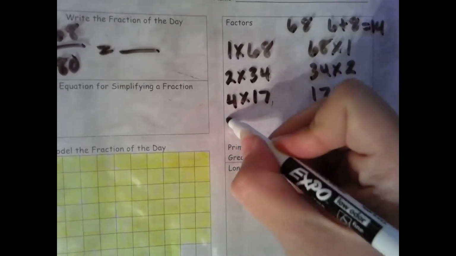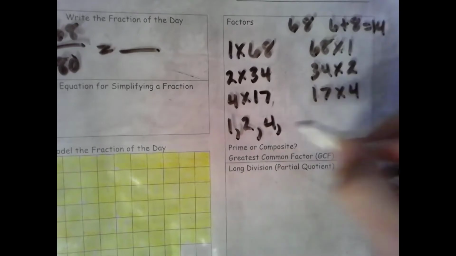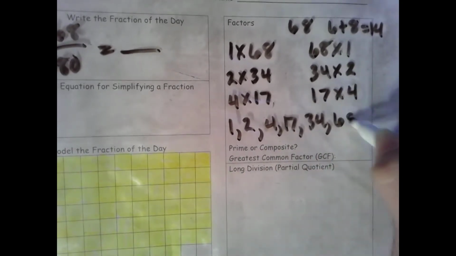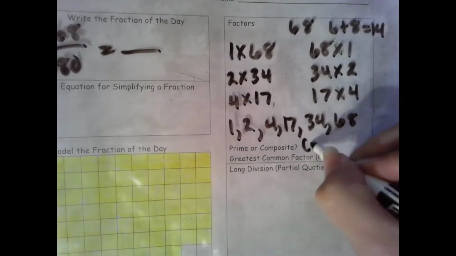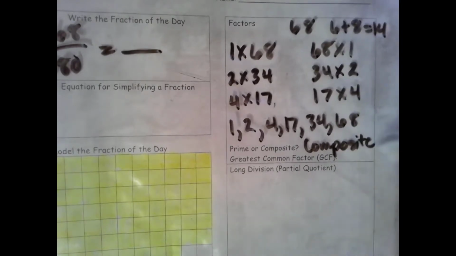Let's go ahead and list them from least to greatest. 1, 2, 4, 17, 34, 68. We have 6 factors. That is more than 2 factors, so it is composite. And let's go ahead and find our greatest common factor.